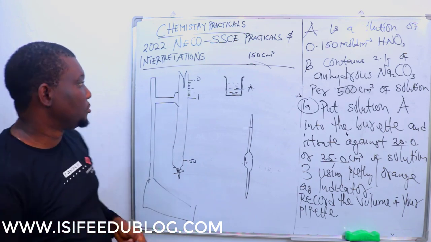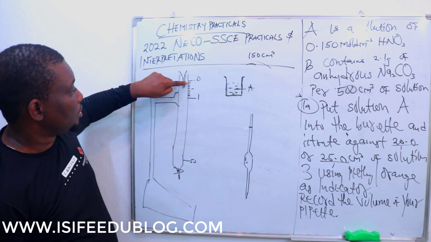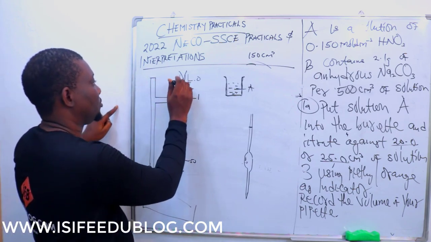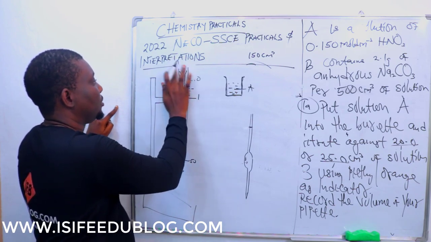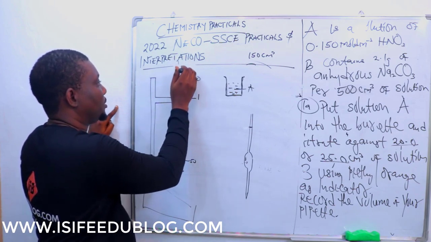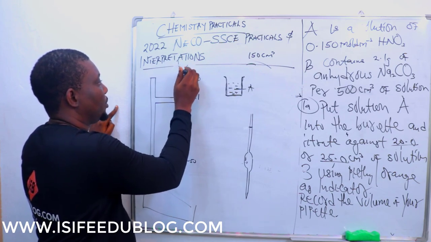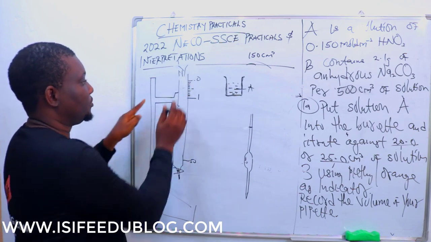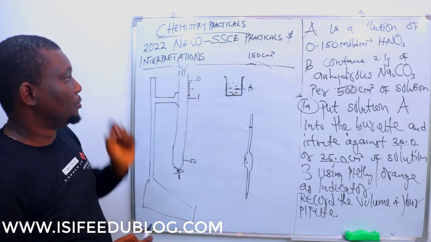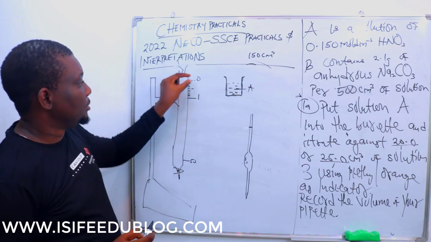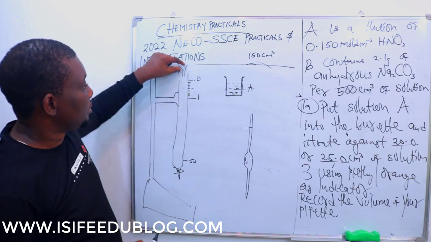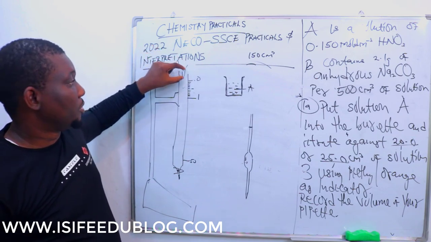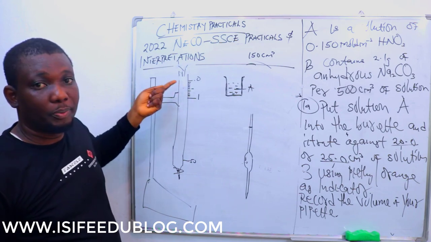I will decide to align my initial reading to be at this point, the zero. So this funnel is not going to be too close to this point. We're going to have something like this, so the funnel is placed right here. It's going to help me carefully deliver the solution. Immediately after delivering the solution, before I take my initial reading, this funnel should not be here. It should be removed because it's going to affect the volume.